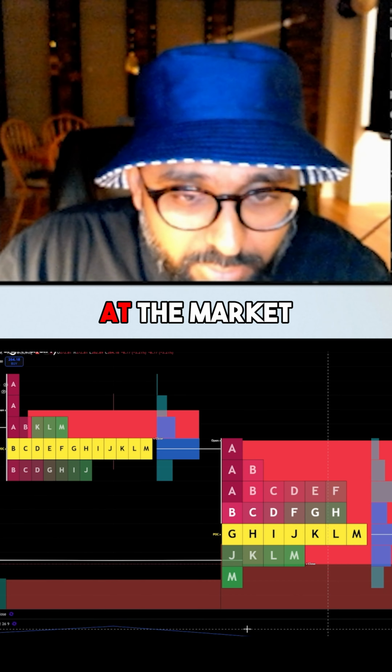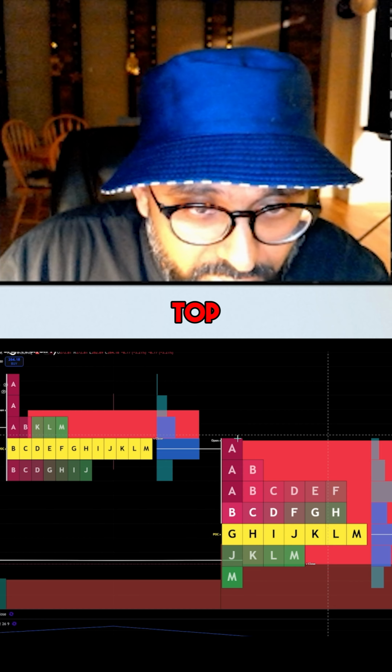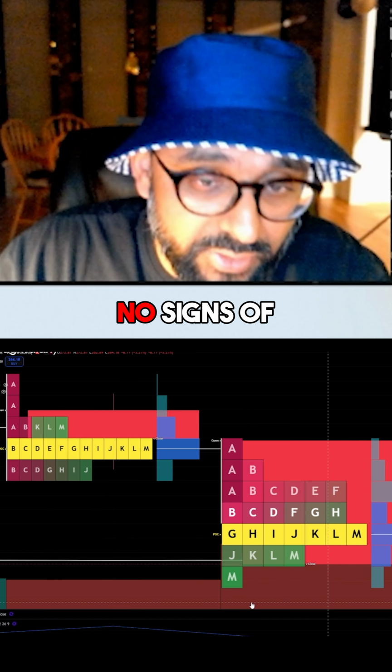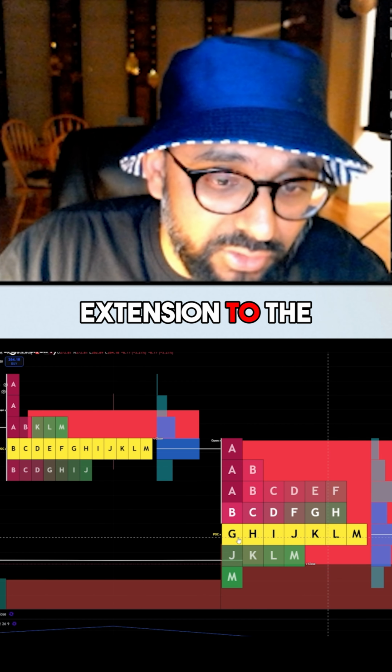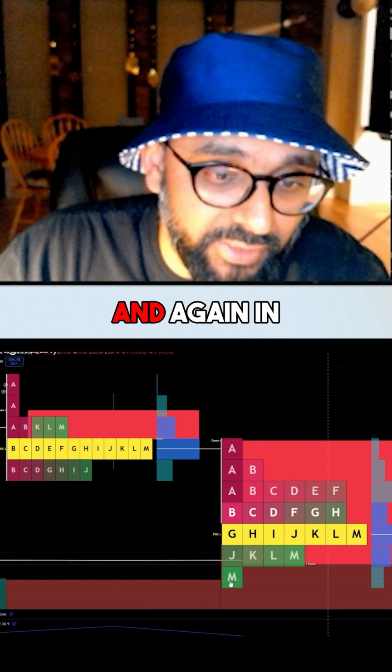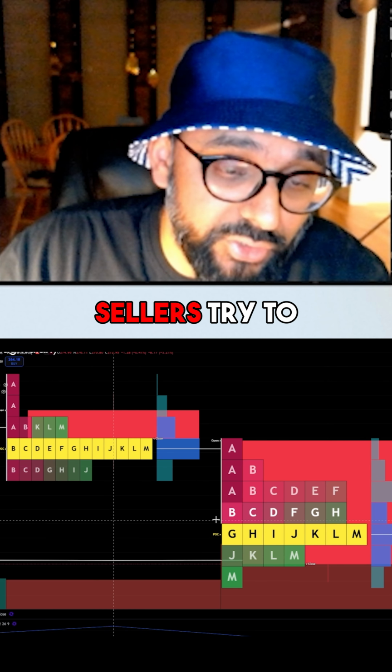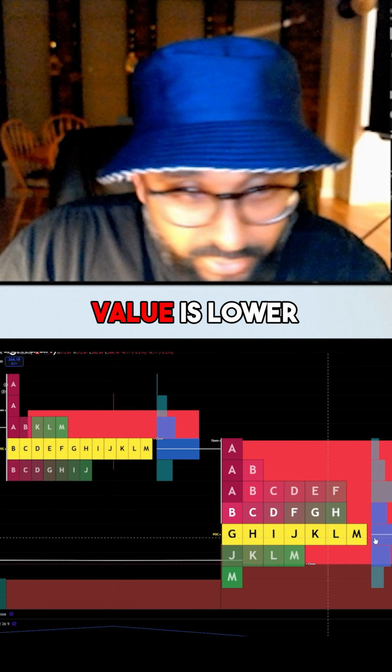So with Apple, when I look at the market profile, there are no tails at the top, no tails at the bottom. That means there's no signs of exhaustion. There is range extension to the downside in the G block and again in the J block and again in the M block. This suggests that sellers tried to aggressively auction lower. Value is lower as well.